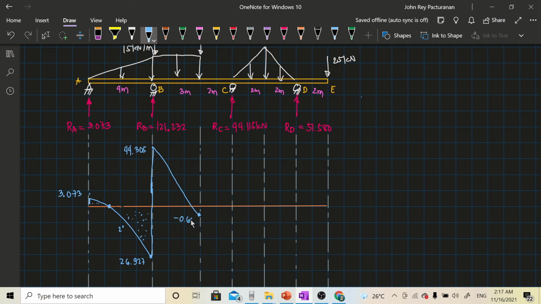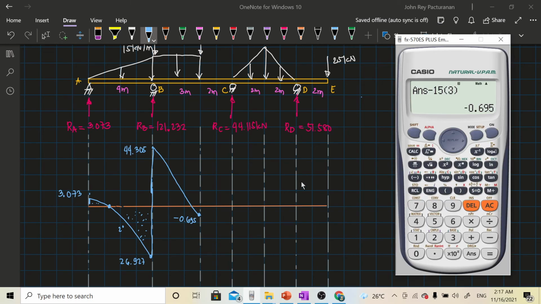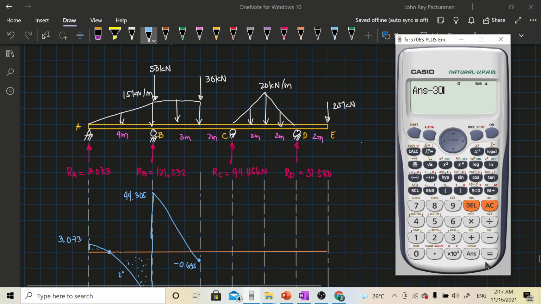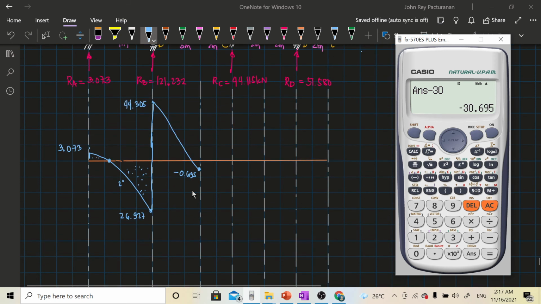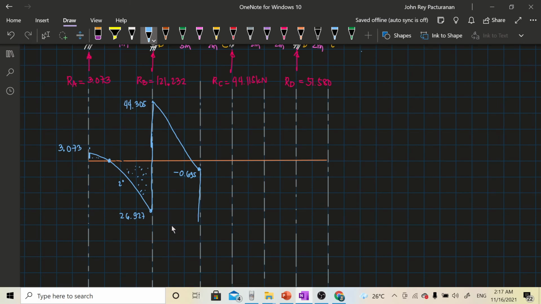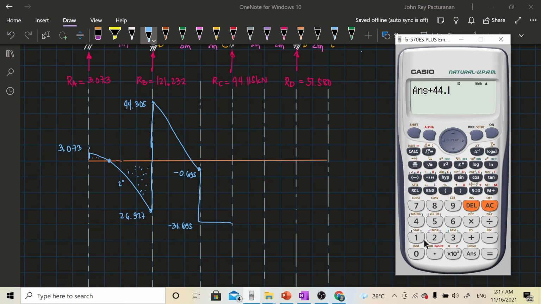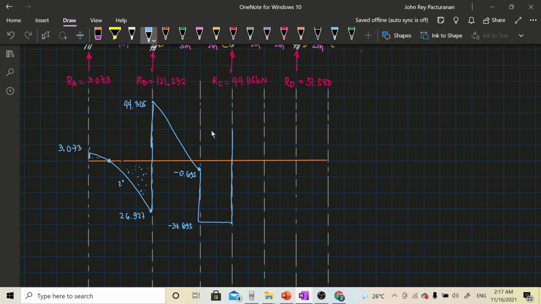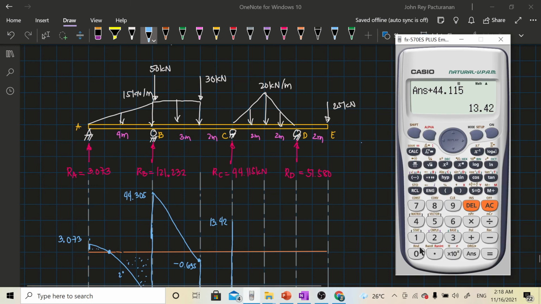Negative 0.695. Okay? Then, of course, you need to consider itong 30. So, minus 30 din. Negative 30.695. So, negative 30.695. And wala ditong load, so ibig sabihin, distributed lang siya. Then plus 44.115. So ang sagot natin ay 13.42. So 13.42. Then next tayo, i-consider natin itong triangle na to.